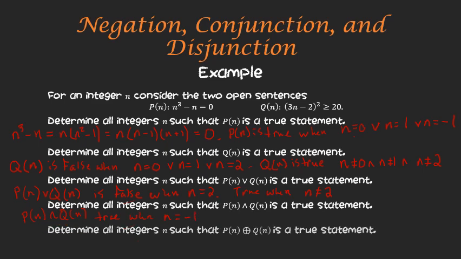So lastly, we'll take a look at the exclusive OR operator between these two, or the XOR. So for this one, we need P of n or Q of n to be true, but we need P of n and Q of n to be false. We don't want that to happen. So P of n or Q of n is true so long as n is not equal to 2. So that's a good position to be in. And then P of n and Q of n is true only when n equals -1.